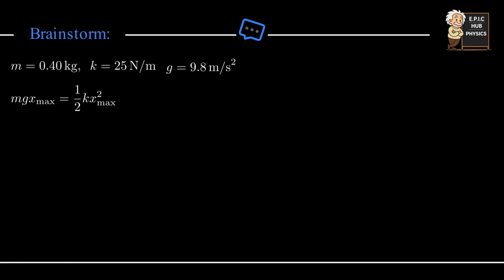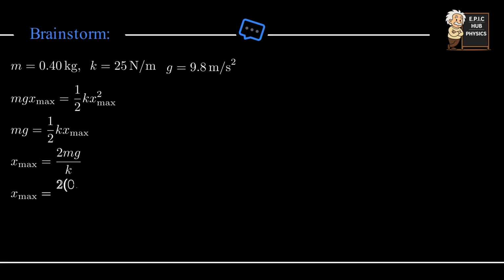Now, applying conservation of energy, we equate the gravitational potential energy and elastic potential energy. mgx max equals 1/2 kx max squared. Next, we simplify the equation to solve for x max. Dividing both sides by x max, we get mg equals 1/2 kx max. Solving for x max, we find x max equals 2mg over k.